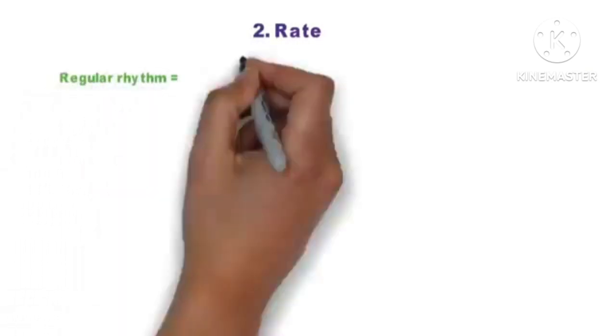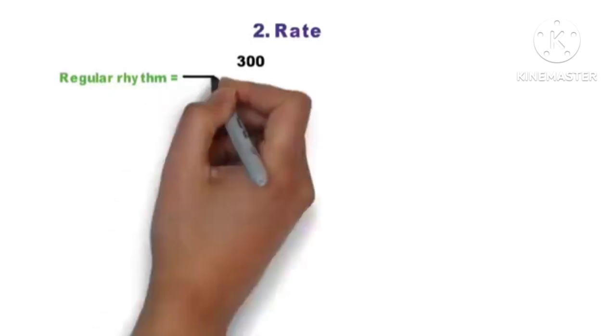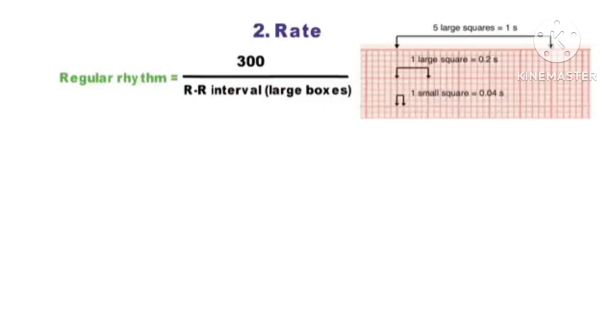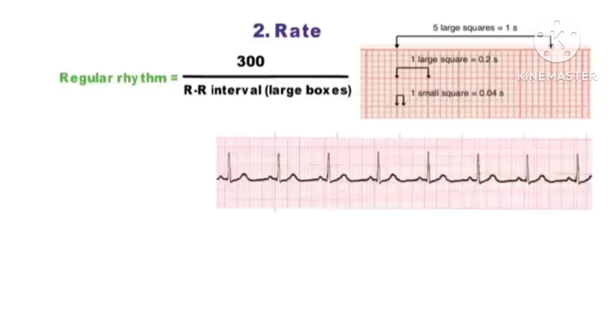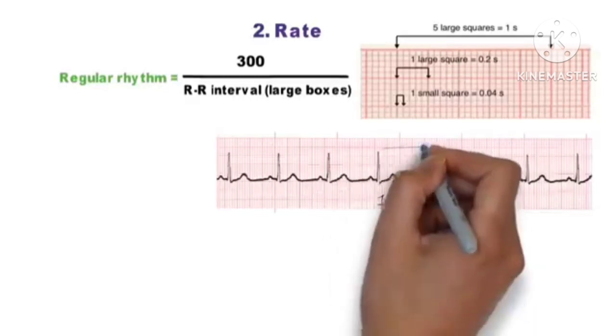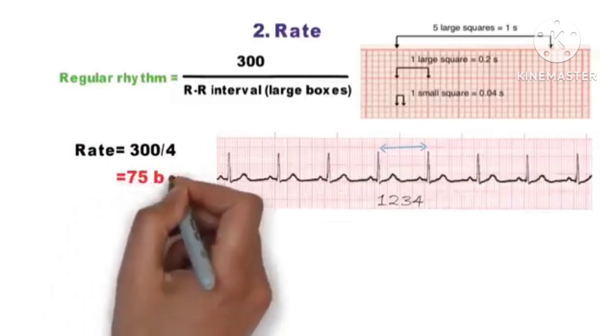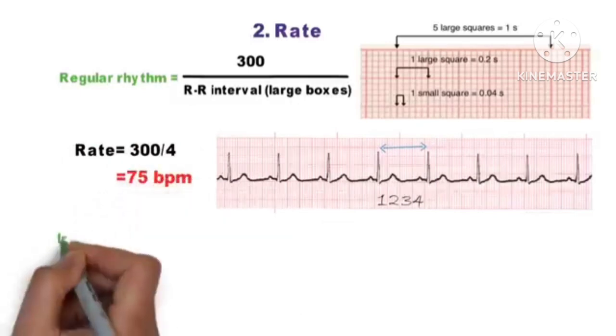If the rhythm is regular in ECG, heart rate is calculated by 300 divided by large boxes between RR interval. And this is a ECG graph paper. If the speed or calibration of ECG machine is 25 mm per second, then one small square corresponds to 0.04 second and one big square to 0.2 second. So 5 large squares is equal to 1 second. Now in this normal sinus rhythm ECG, there are 4 large boxes between RR interval. So the rate will be 300 divided by 4. That comes out to be 75 beats per minute.